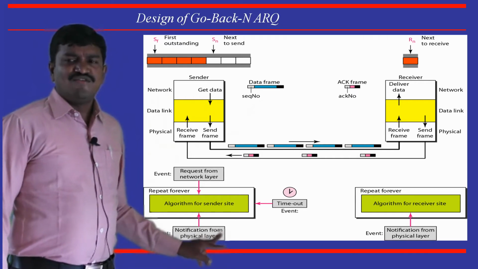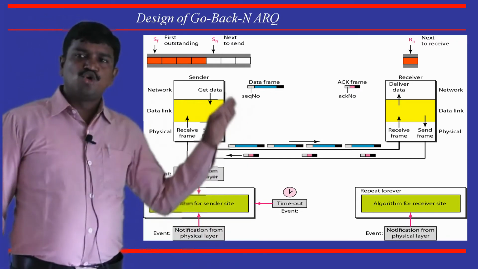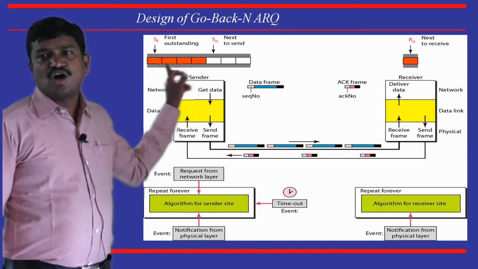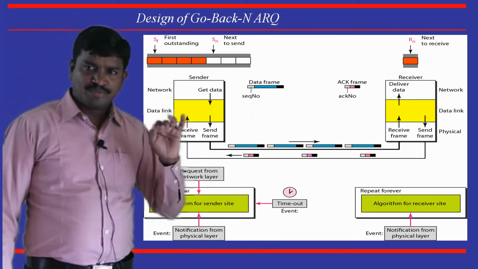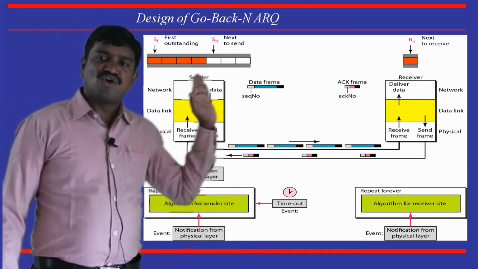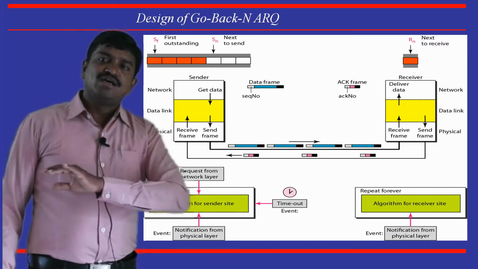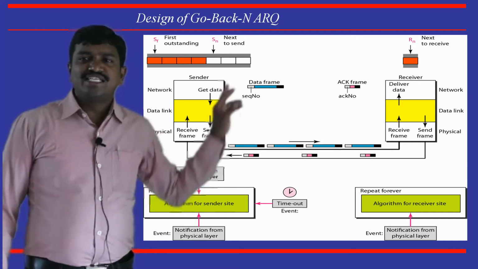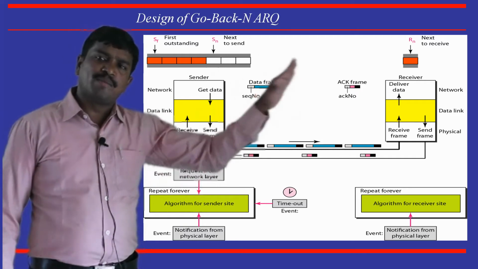Now we have a question at this point. If you got an acknowledgement of 5, but you are at the first outstanding frame, then how many moves does the window have to make? You can move 5 steps, because the fifth acknowledgement indicates that 4 frames are received successfully. See, this window is not moving one by one.